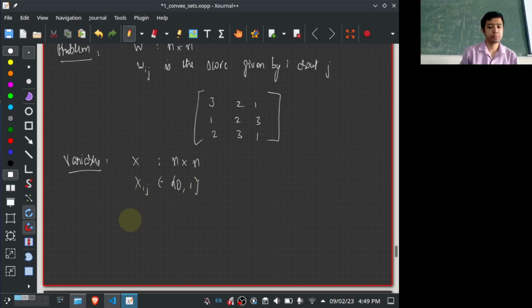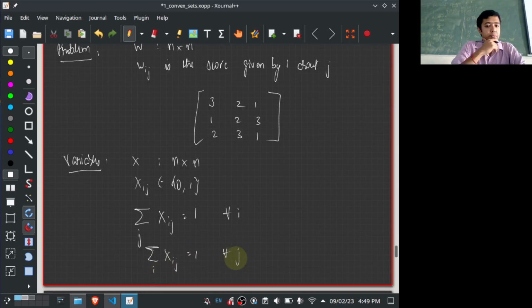All right. So in other words, you want the summation over all j of xij to be equal to 1 for all i, and the summation over all i of xij to be equal to 1 for all j. So these are the constraints.